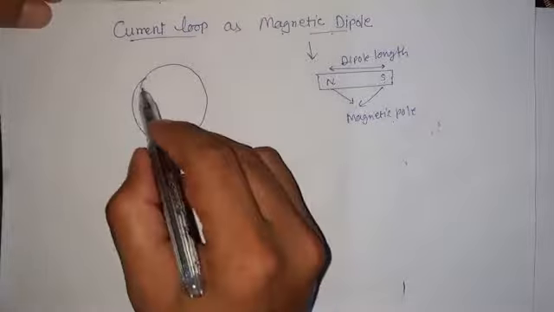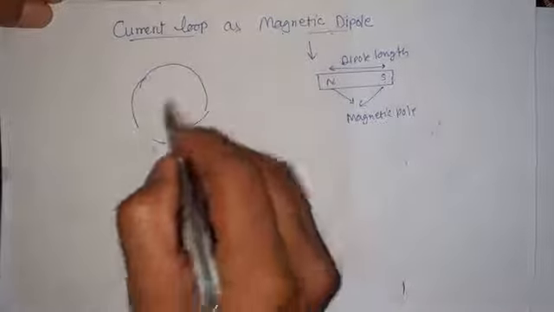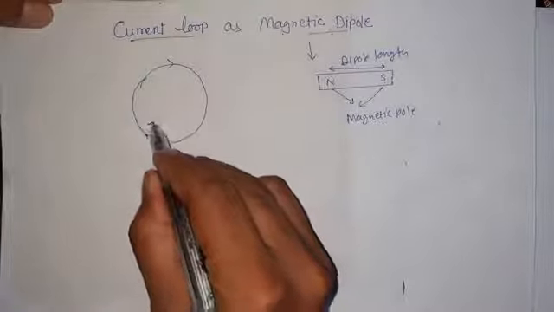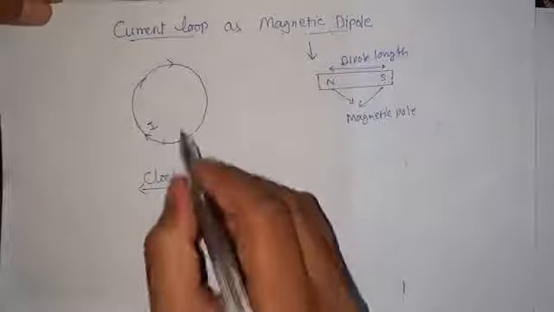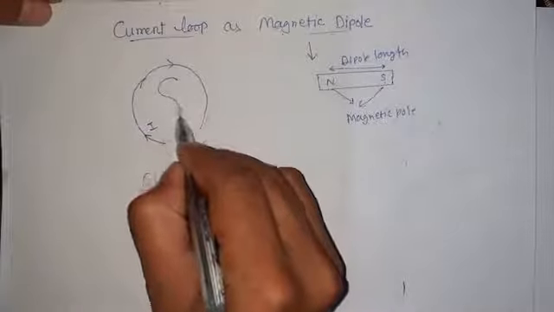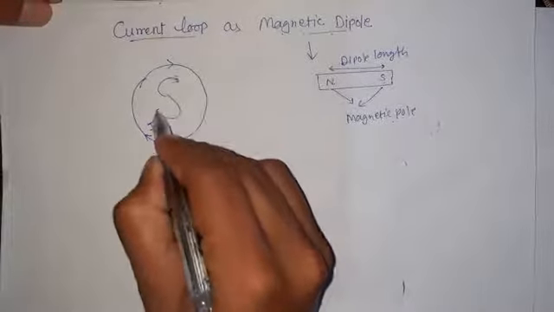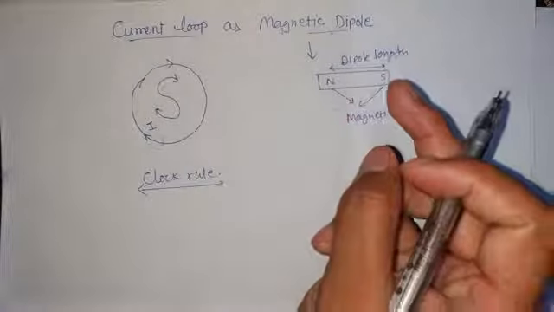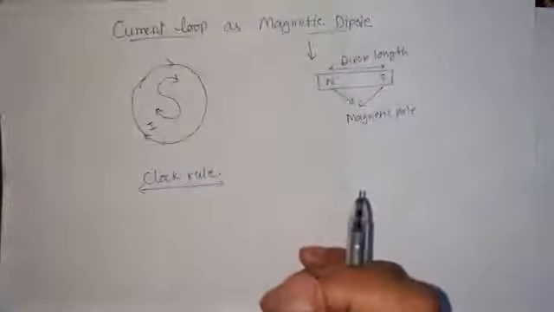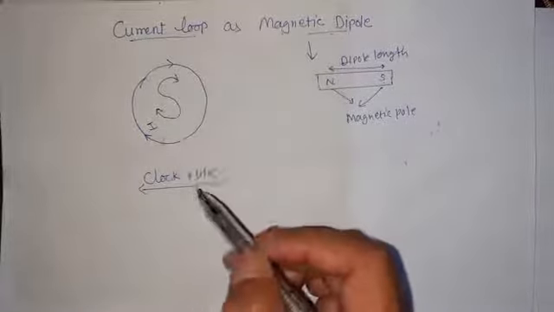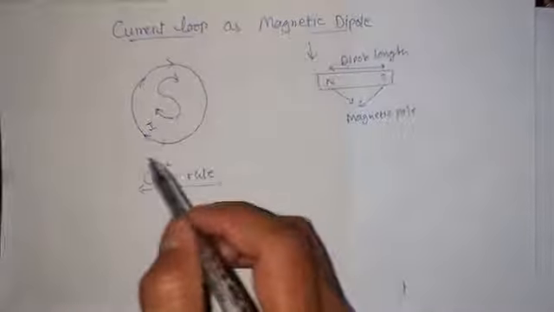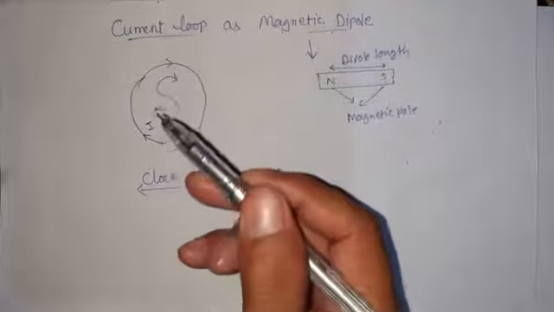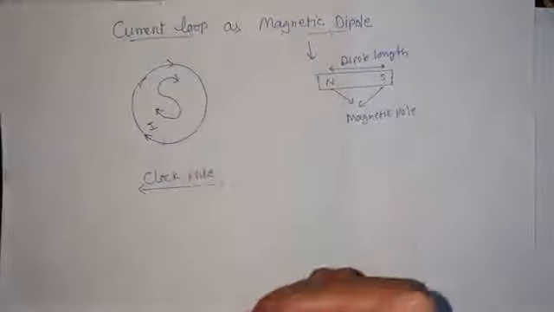The clock rule says that if we have a circular loop and the current is passing in it in clockwise direction, then this face of the circular loop will behave as the south pole of a magnet. So the clock rule says that if the current flows clockwise, then that face of the circular loop behaves like a south pole.